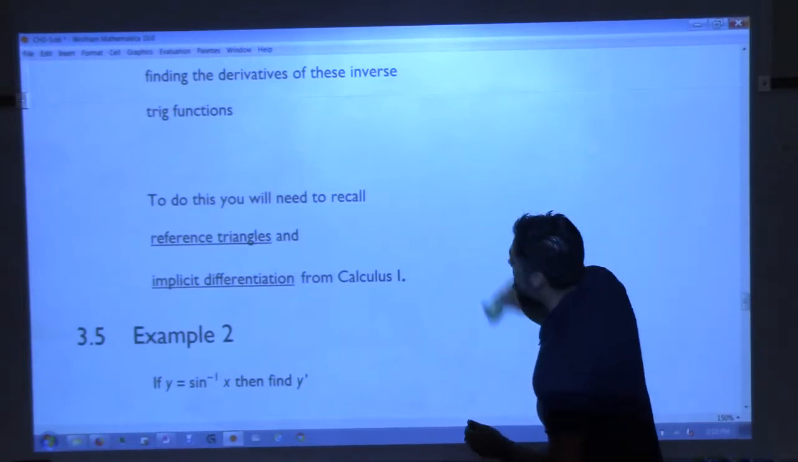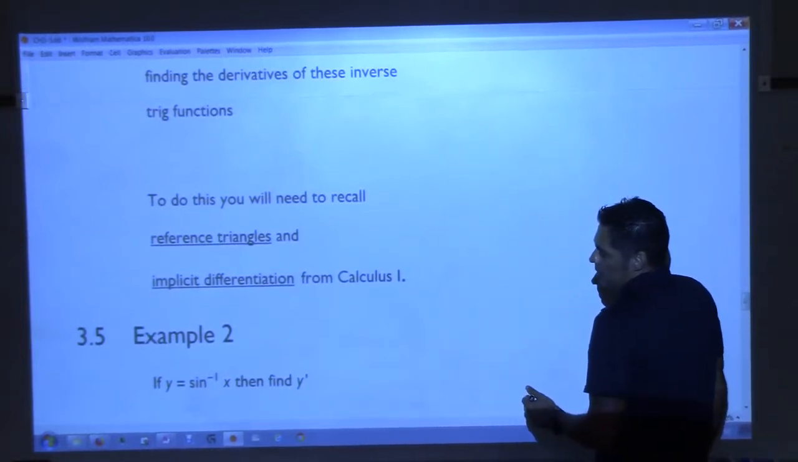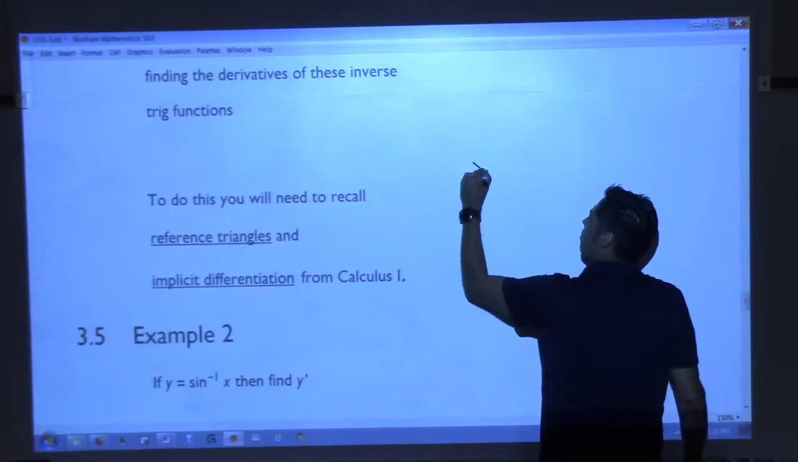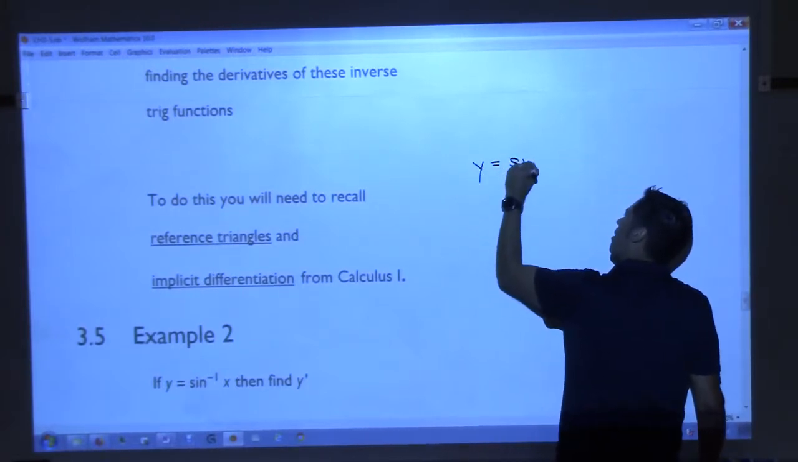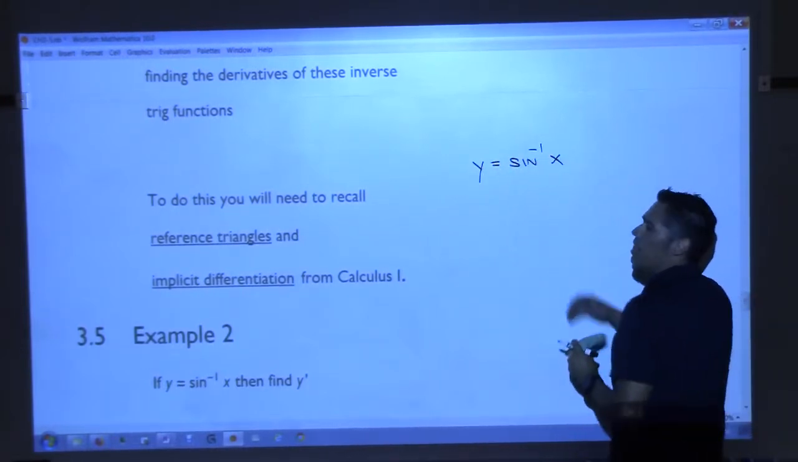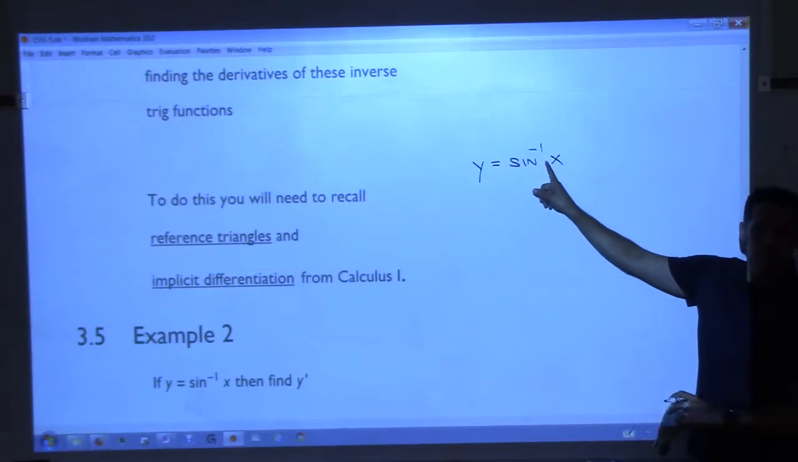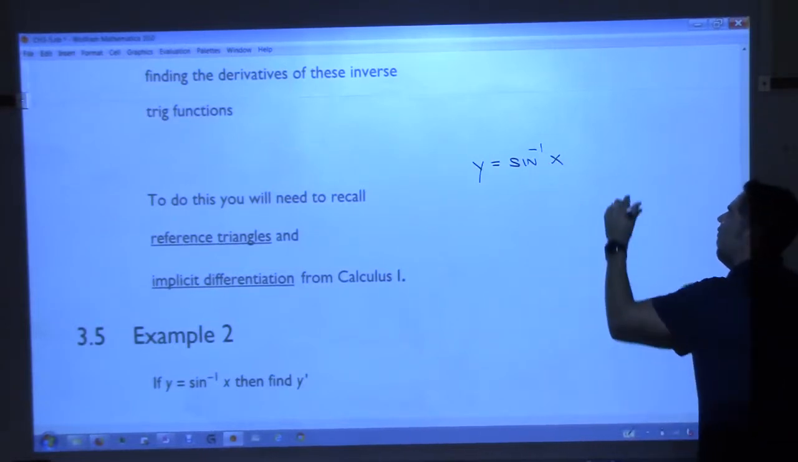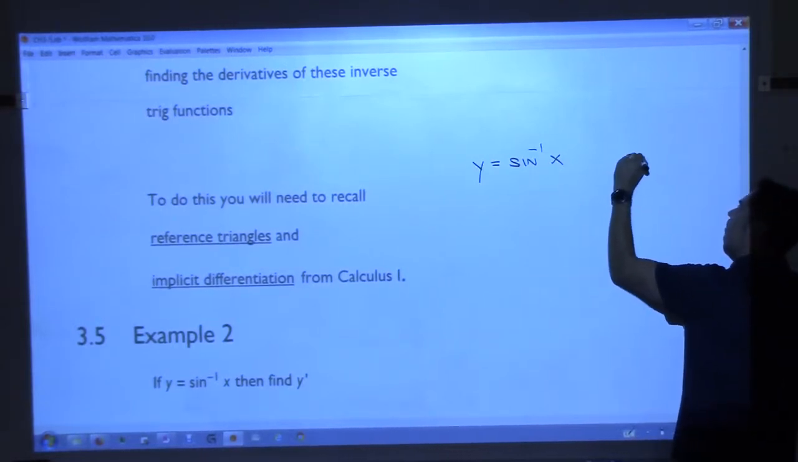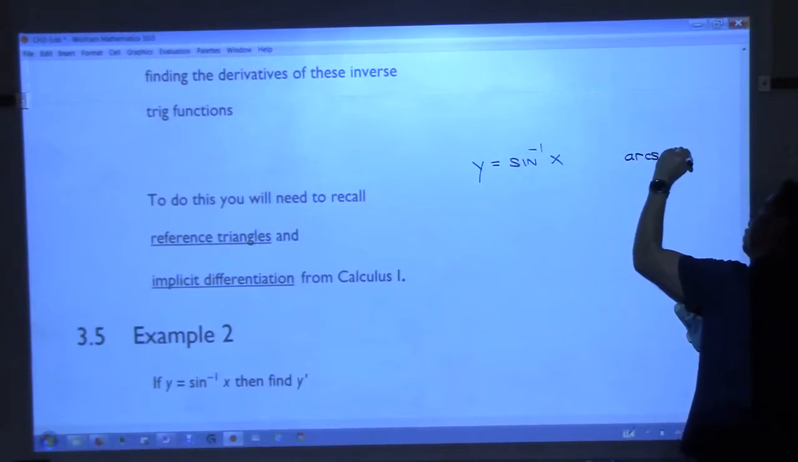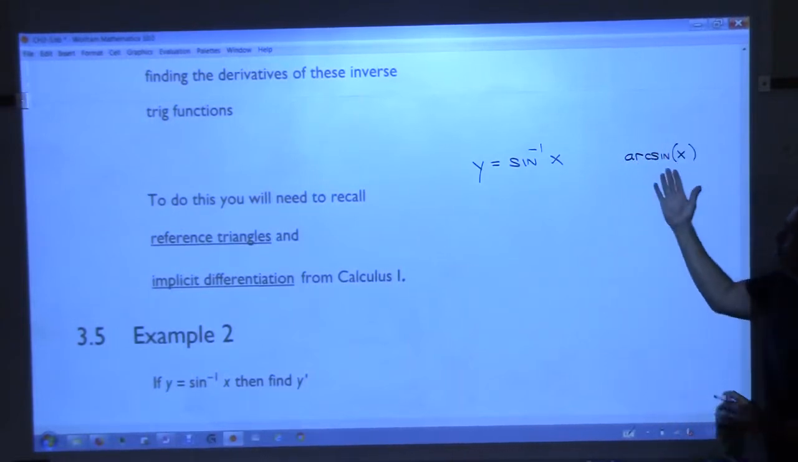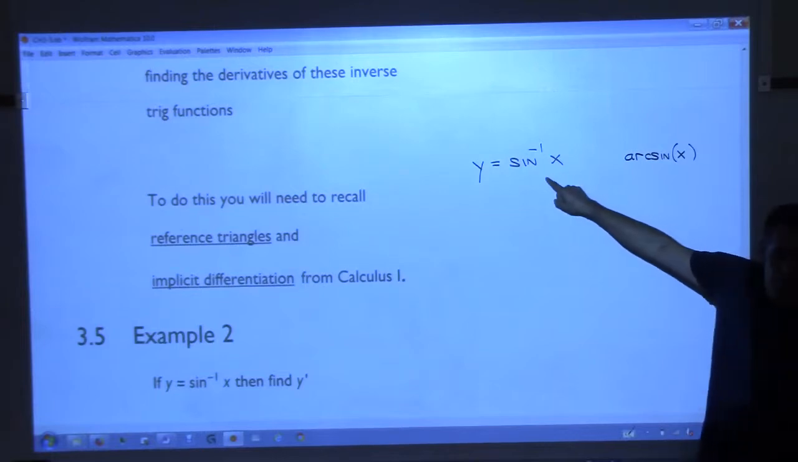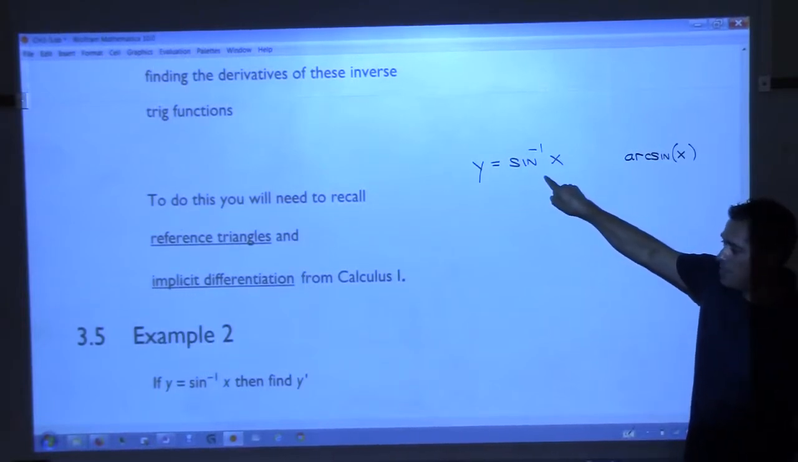So let's do this. Let's say that y is arcsine of x. That notation okay with you? Right? And I could also write arc sine of x, right? Both of those notations are equivalent. But I'm going to use this one almost exclusively in this class.